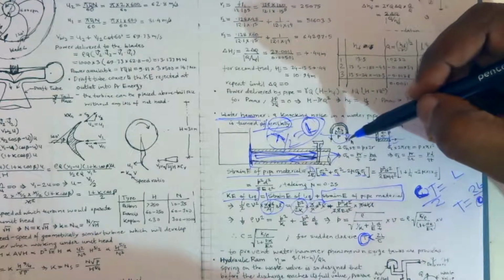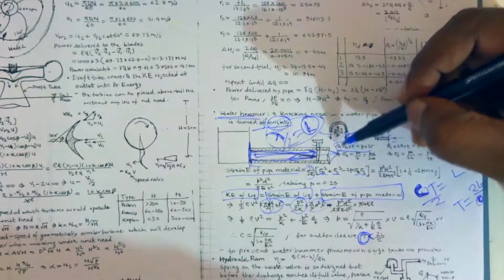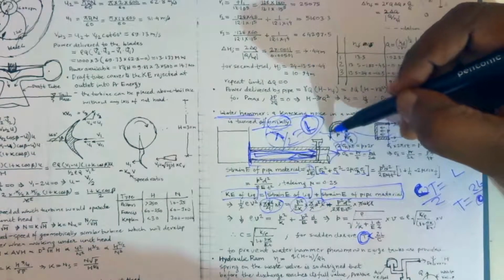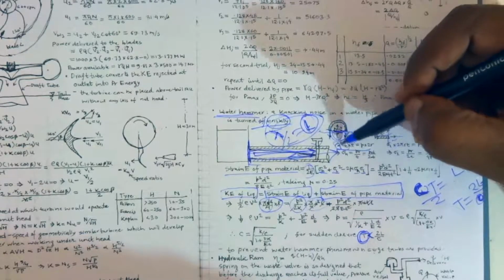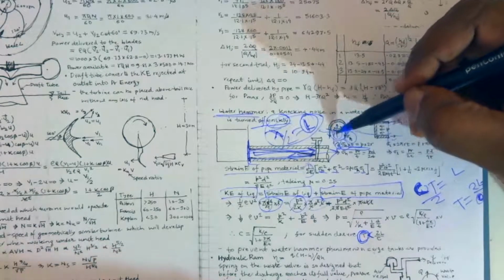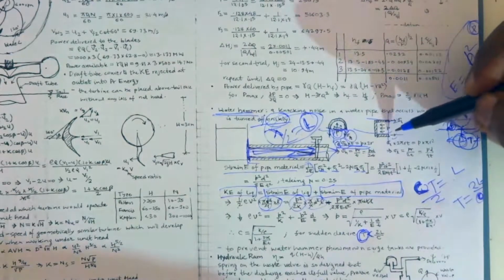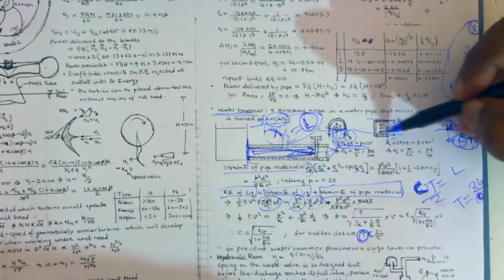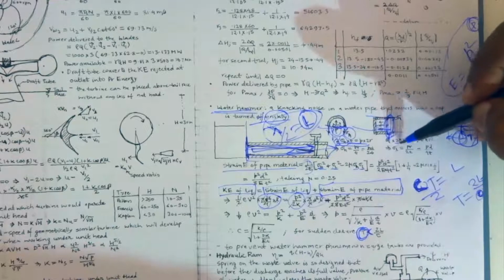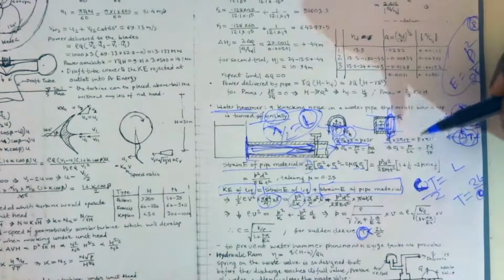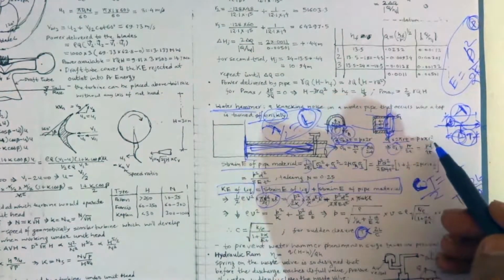We will calculate hoop stress by applying this relation: 2 into sigma h into the thickness of the pipe equals pressure into 2r, because this pressure is balanced by the stress in the pipe. Longitudinal stress is calculated similarly: p into pi r square area is balanced by the circumference 2 pi r t into sigma l. So we get hoop stress equal to pd over 2t and longitudinal stress equal to pd over 4t.